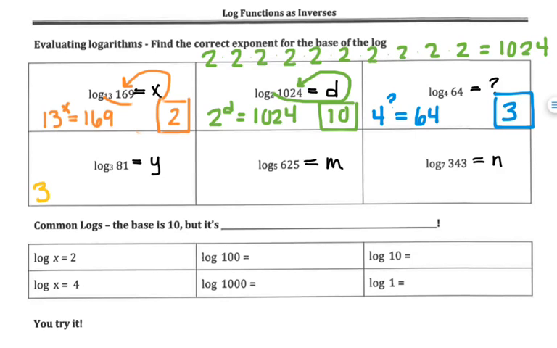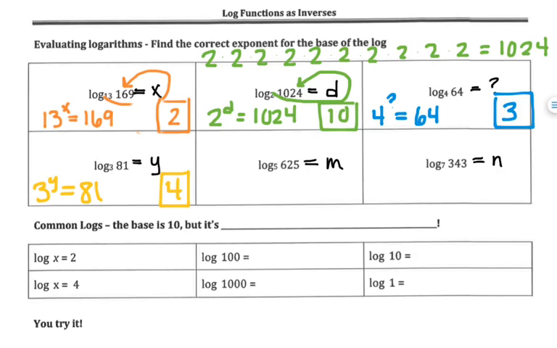3 to what power? And I used a y this time. 3 to what power equals 81? Well, 3 to the 1st power is 3. 3 to the 2nd power is 9. 3 to the 3rd power is 27. 3 to the 4th power is 81. So my exponent is 4.